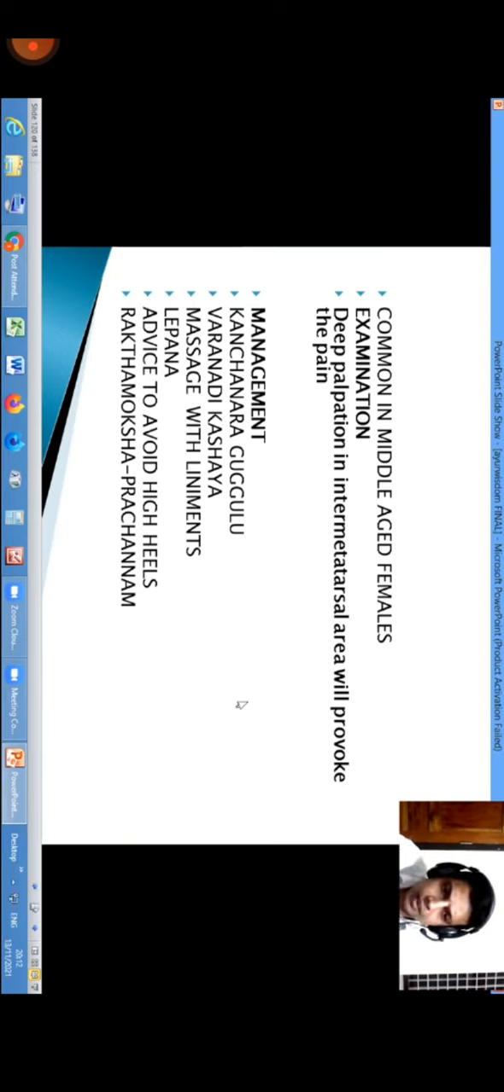And lepa with Nagaradi or Kartha will be useful, and advise to avoid high heels. High heels will cause more pressure on the metatarsals and the condition worsens. And Yogaraja or Rakta mokshana by Prachchana is found useful in Morton's metatarsalgia.